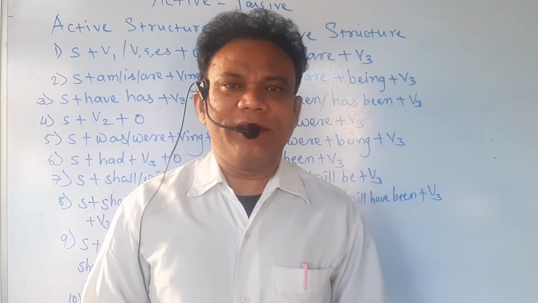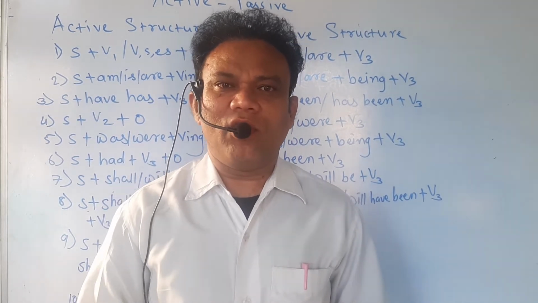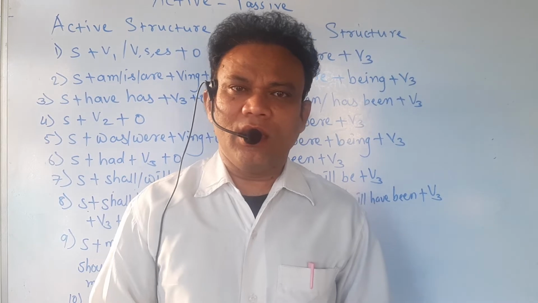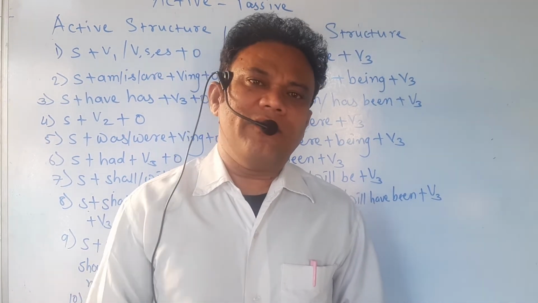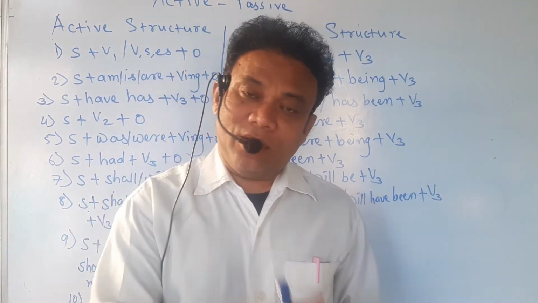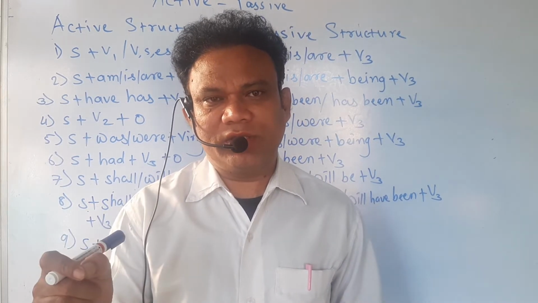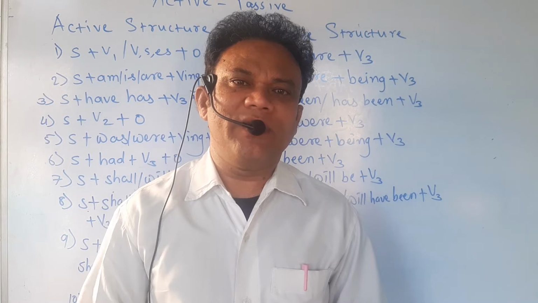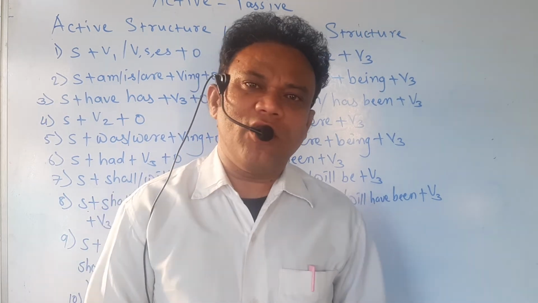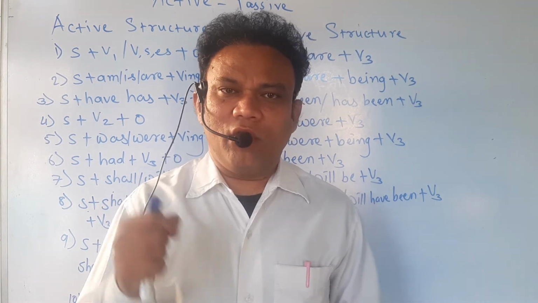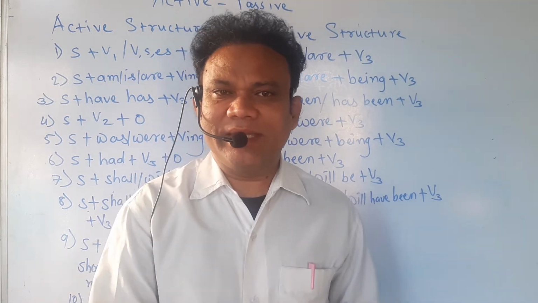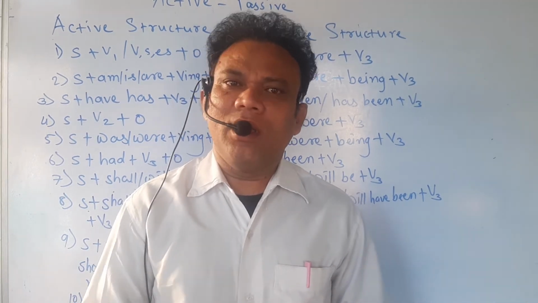While converting the active sentence into passive, first of all what we have to do, we have to use the object. After using the object, according to the active structure, we have to use the passive structure. Now this point is very important. First of all, you should identify whatever verb structure is given in the sentence, whether that is active or passive.